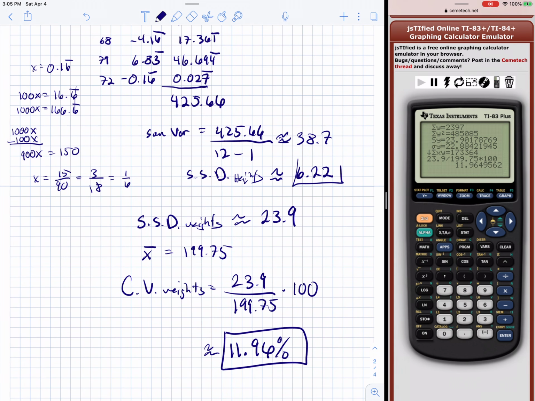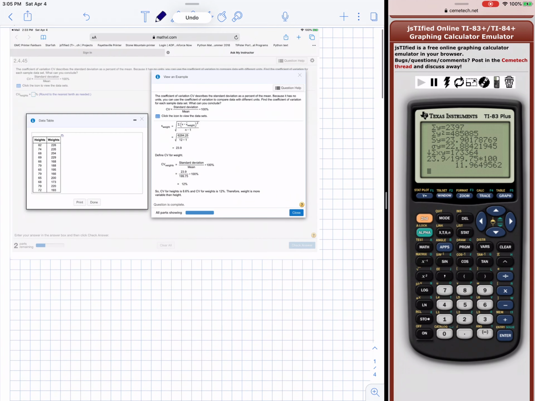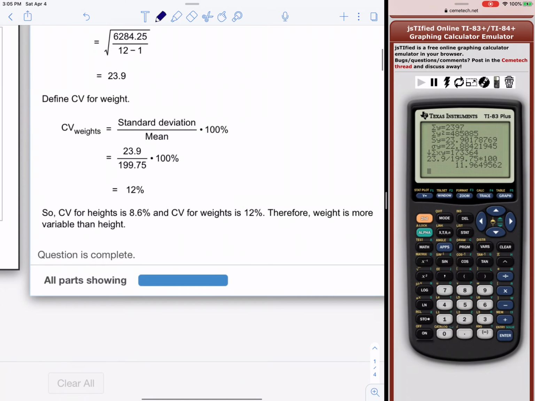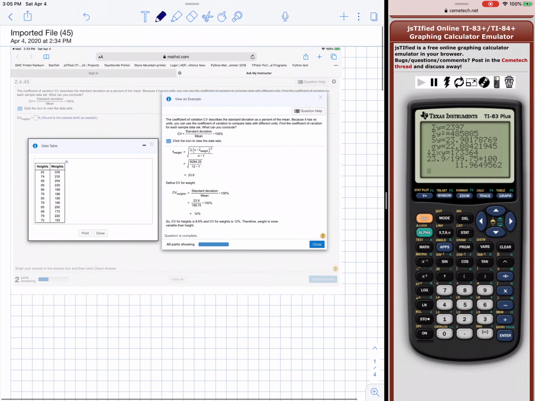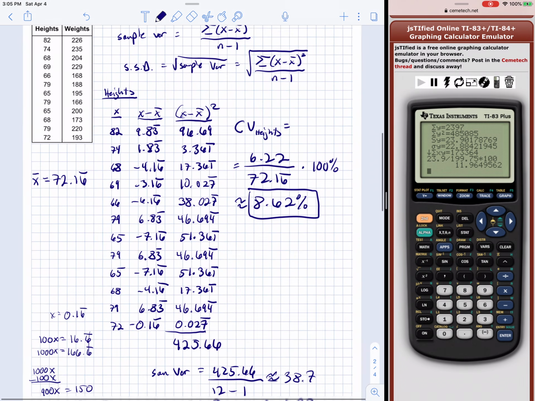We got this. Nope, not that one. 8.62%. And I think these are correct. Yeah, approximately 12. Right? So we see the solution here. So the coefficient of variation for the heights is 8.6%, and the coefficient of variation for the weights is 12%. Therefore, the weight is more variable than the height. So the weight is more spread out, right? You saw how we did it by hand for the most part, right?